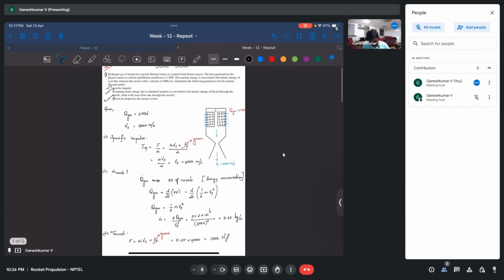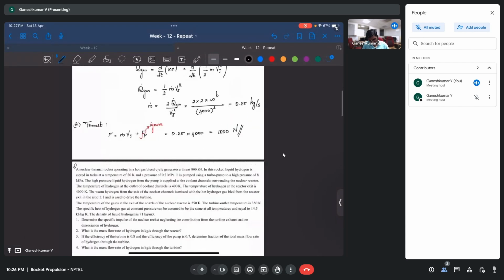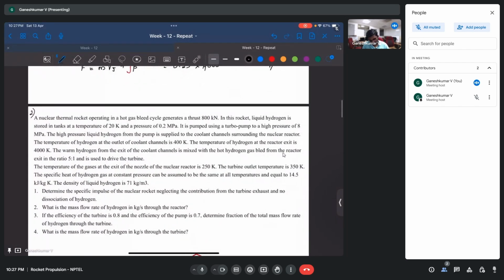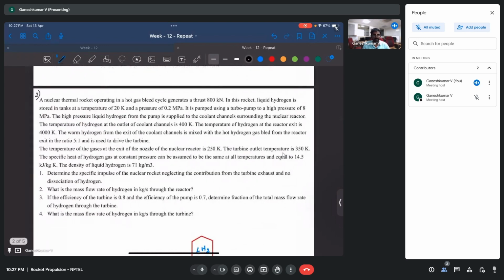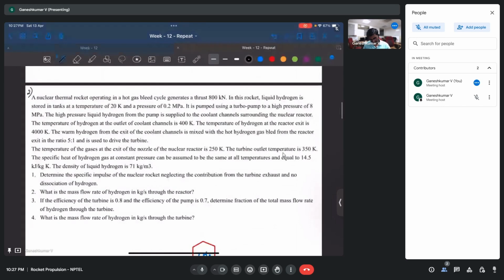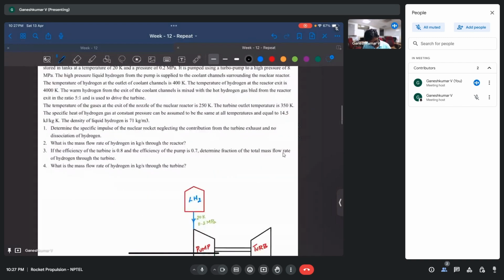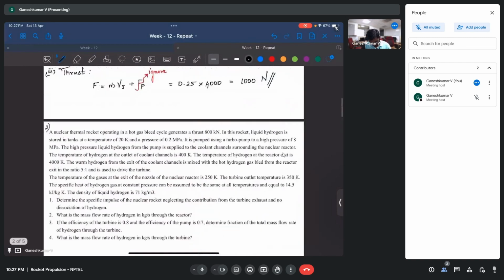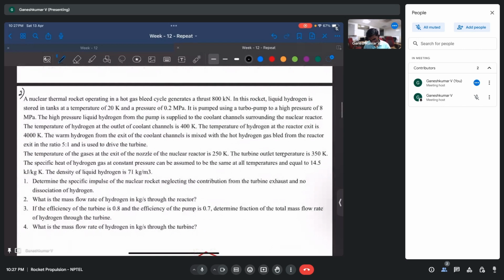Now, the second question is about the same nuclear thermal rocket, but in a cycle. We are going to analyze how the propellant is moving from the tank to the reactor to the nozzle. We are going to analyze it as a separate cycle. To save time, I already drew the schematic, but let's read the question once again for the sake of completeness.